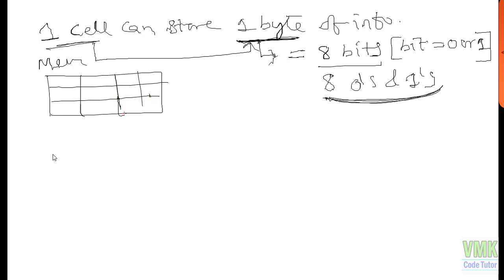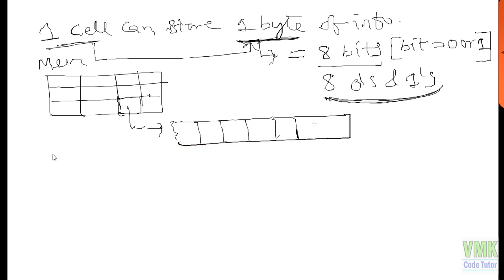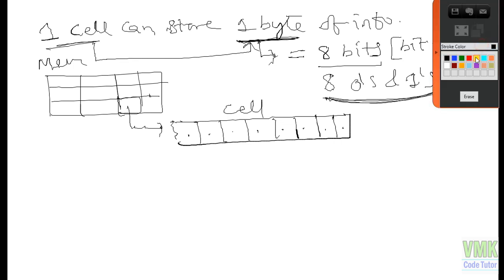Okay, this memory cell is again divided into 8 parts: 1, 2, 3, 4, 5, 6, 7 and 8. This is a cell. If you take it, it is divided into what? 8 parts. In this particular cell, it is going to store zeros and ones like this. So in the memory cell, the information is stored in what?